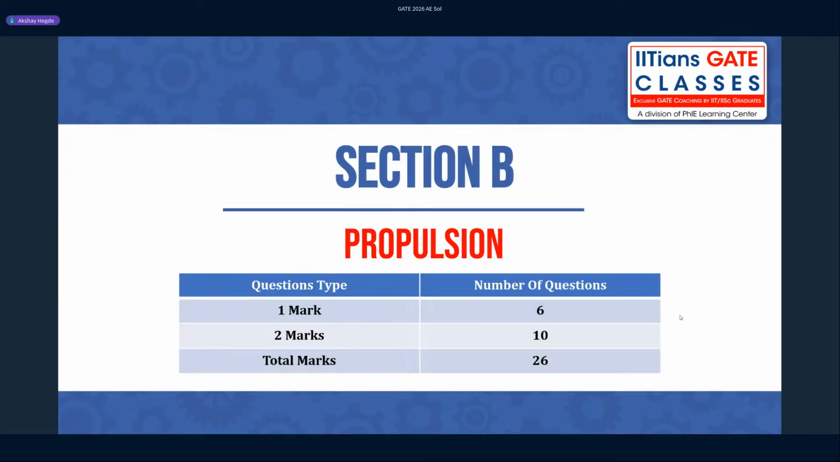As we can see here, there were a total of 16 questions, out of which 10 questions were coming from the 2 mark section. So it was interesting. And this time also they tested most of the fundamentals rather than direct formula based questions. So it is definitely an interesting paper to see. Let's go ahead.